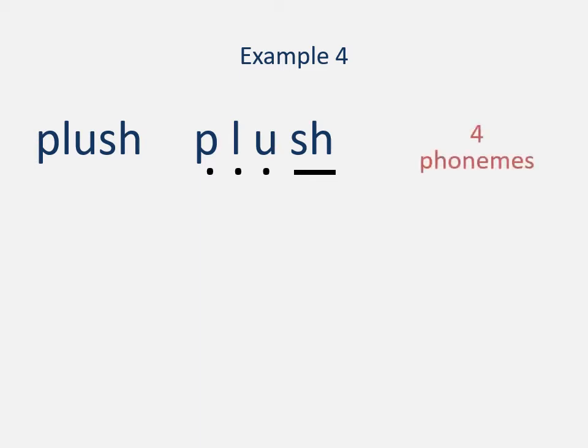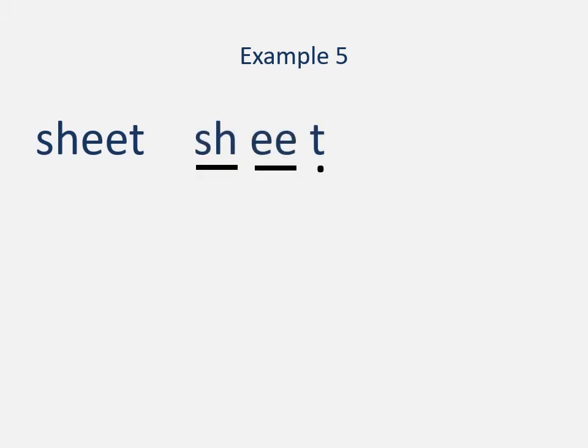So again, our final example is sheet. Sheet. Our example was sheet. Sh, ee, t. Now you should only be counting 3 phonemes there. Sh, 1, ee, 2, t, 3. But when we write it down, we have 5 letters, because we have sh, made by S and H, ee, which is made by using 2 E's when we write it down, and T at the end. So in this example, we have only 3 phonemes.